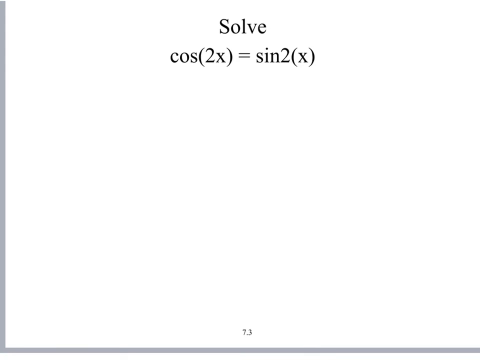And the last one in this very long video. So this says cosine 2x equals sine squared x. That didn't translate well when I brought it in.